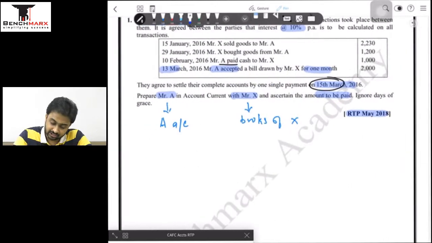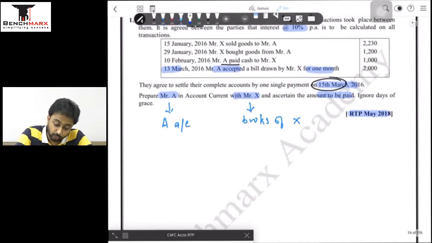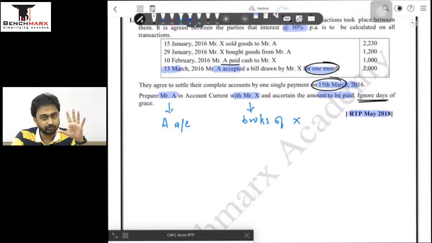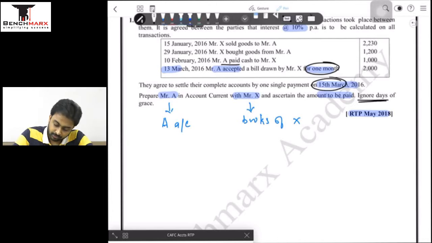Now in this case the transaction is given and the duration is given to be 1 month, and the question has specifically mentioned that ignore the days of grace. So 13th March plus 1 month is 13th of April. Normally we would add 3 days of grace, but यहाँ पे बोला है मत करो, ignore days of grace. So the due date has to be 13th of April itself.